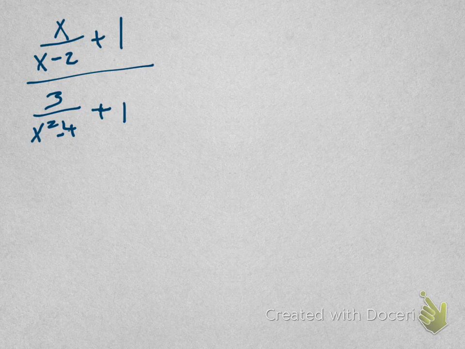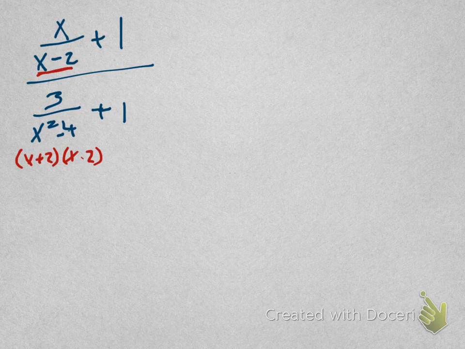So let's try another tricky, complex fraction. We're going to try to simplify this. And the first thing we have to do is determine what the greatest common factor, or the least common denominator is. And you can see here, that's an x plus 2 and an x plus 2. I'm sorry, x minus 2. X plus 2 and x minus 2.